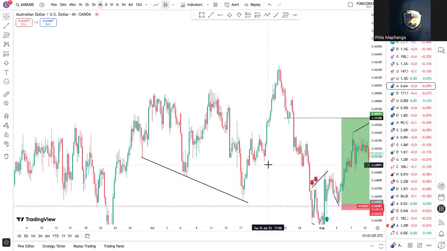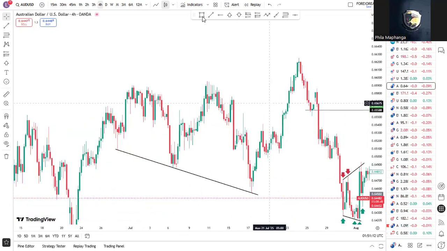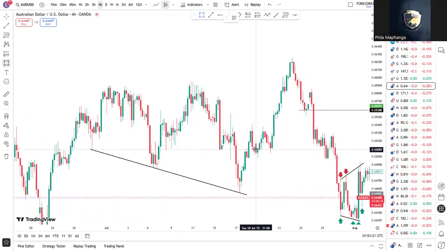Those who trade continuation patterns in the market, I've shared what a continuation pattern is, guys. By now, if you don't know what a continuation pattern is, leave a comment. Let me know what you think about a continuation pattern, or if you don't know what it is, let me know in the comment section. Maybe I can make a video going back to explain what a continuation pattern is.